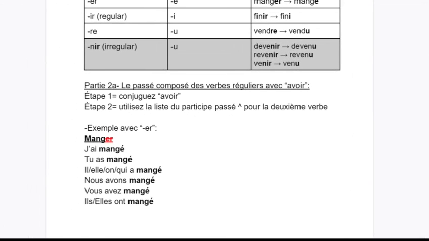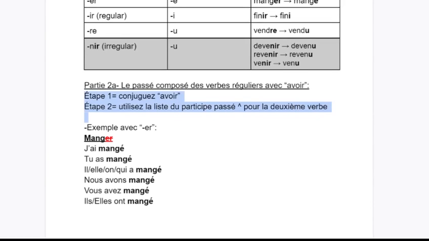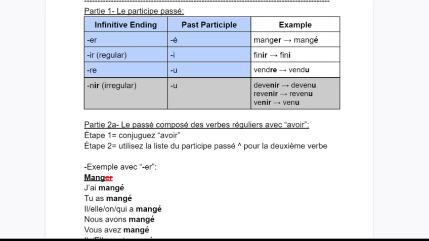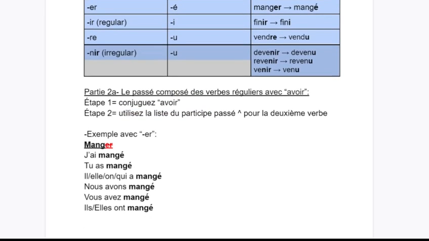Partie A, le passé composé de verbes réguliers avec avoir. This is the past tense of regular verbs with avoir. There are two steps to form these regular verbs from present tense into past tense. First, you have to conjugate avoir itself, and in this case, that would be our auxiliary. And step 2 is to use the list of participes passés, which is from right here, for the next verb.